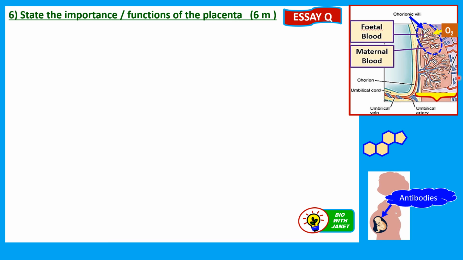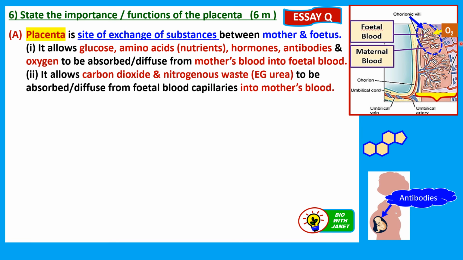So let's look at this essay question on the placenta. State the importance of functions or roles of the placenta. 5 marks. Can be asked in the essay section, right? So we already discussed it, so let's just read through. The placenta is the site of exchange of substances between mother and fetus. It allows glucose, oxygen, amino acids, hormones, and antibodies to be absorbed and diffused from the mother's blood into the fetal blood, as shown here.